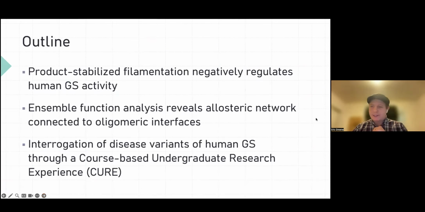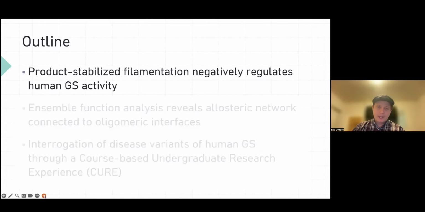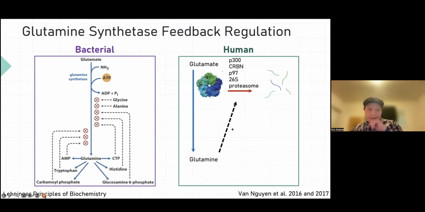So let's jump in. We're just going to present a little bit of an outline of my talk. It's going to be in 3 different chunks. The first is going to be a story about product-stabilized filamentation and how this negatively regulates human glutamine synthetase activity. The second is going to be about an ensemble function analysis, looking at an allosteric network that's connected to some of these oligomeric interfaces. And the last section is going to be a really fun time that I had in my first semester, creating a course-based undergraduate research experience as part of the upper division biochemistry lab that I taught, looking at disease variants of human glutamine synthetase. But let's dig into this regulation.